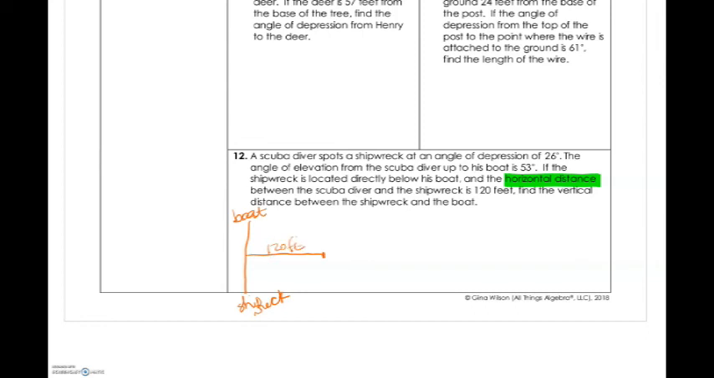And then we know that he's got an angle here from the diver to the shipwreck. We know that that side is there, and it's got a 26-degree angle, okay? And then from the diver to the boat, we use a different color here. He's looking up at the boat, and we know that that angle is 53 degrees. I'm going to have to write it outside. I didn't write big enough.